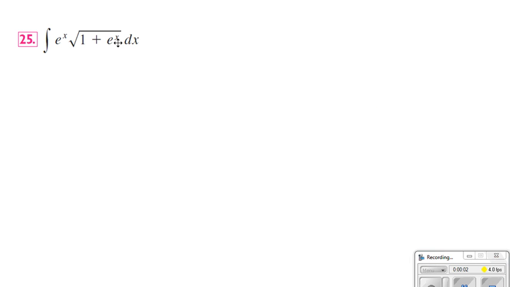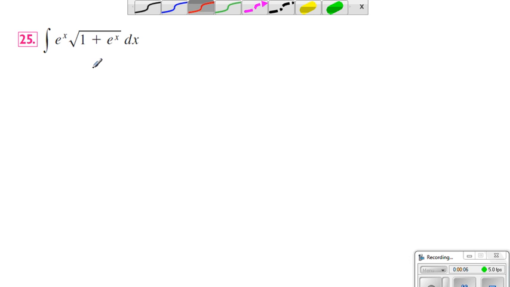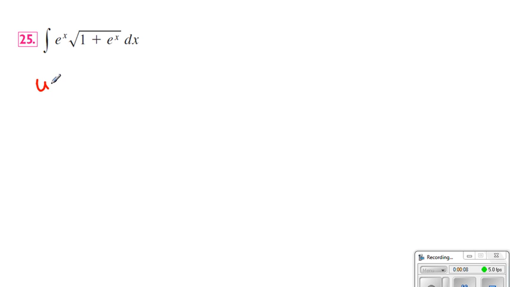Hello class, so we're going to be looking at u substitution continually. Here, as you can see, if you set u as 1 plus e to the x, then you get to realize that du becomes simply the derivative of this, which is e to the x dx. I'm multiplying by dx on both sides.